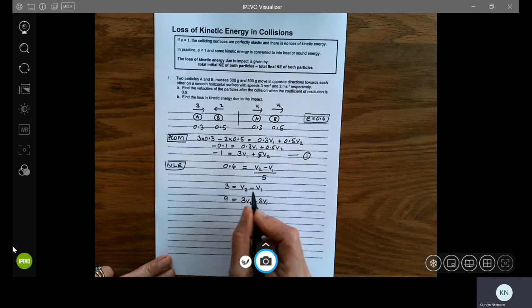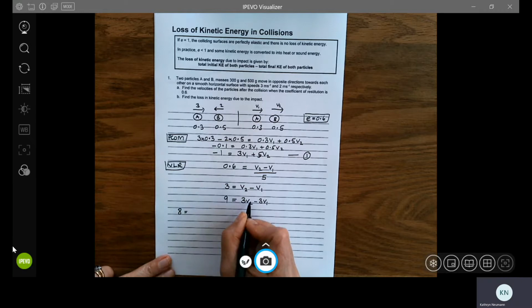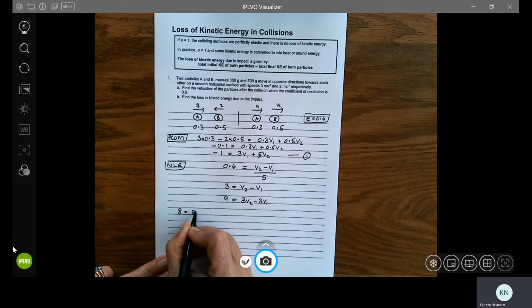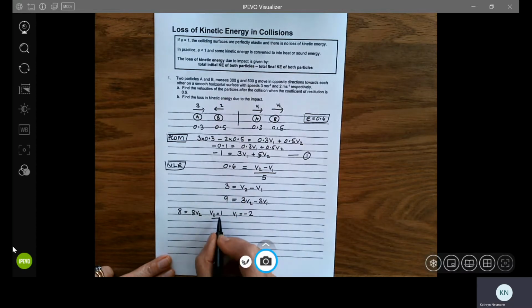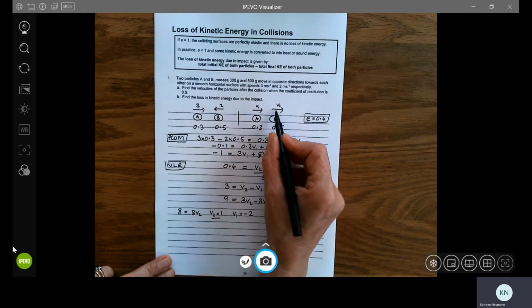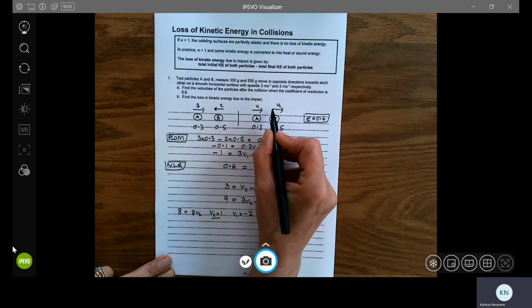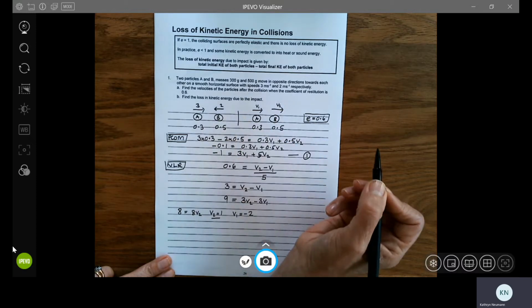Combining these two equations, I get that 8 is equal to 8V2. So V2 is equal to 1. And if V2 is equal to 1, then V1 must be equal to minus 2. Just substituting that in to double check we've got that right: V1 is minus 2, 1 take away minus 2 is 3. Yes, that's correct. So after the collision, V2 carries on with a speed of 1, so its direction of motion is reversed, and V1 goes back this way with a speed of 2, so its direction of motion is reversed as well.